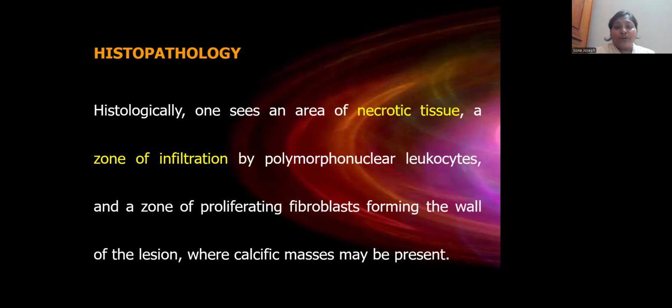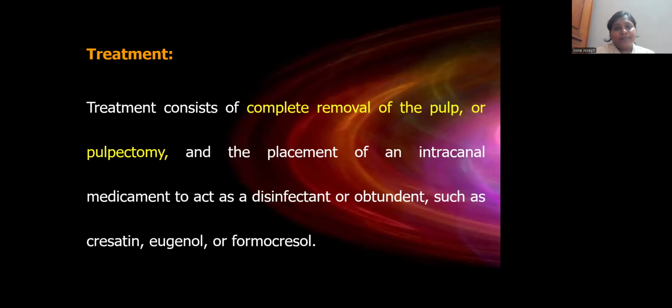Histopathologically, you will see a moderate to severe inflammatory condition of the pulp, a zone of infiltration by PMNL leukocytes, and a zone of proliferating fibroblasts forming the wall of the lesion where calcific masses may be present. The treatment consists of complete removal of the pulp, or pulpectomy or root canal treatment, and the placement of an intracanal medicament to act as a disinfectant or obtundant. Newer intracanal medicaments can also be used.